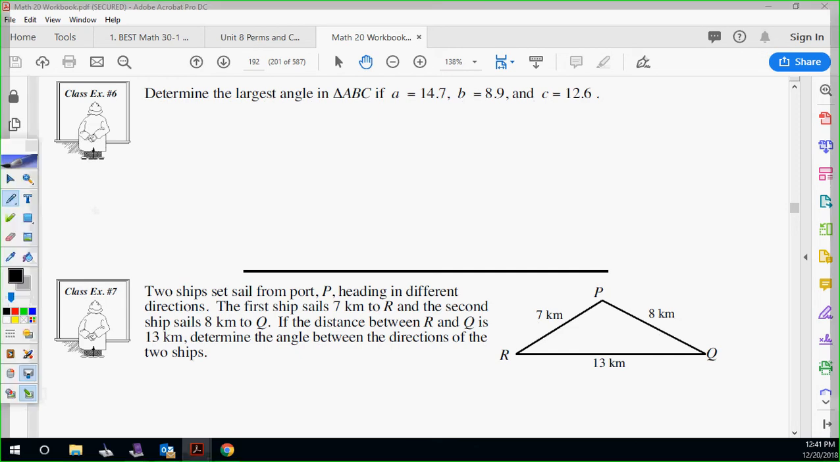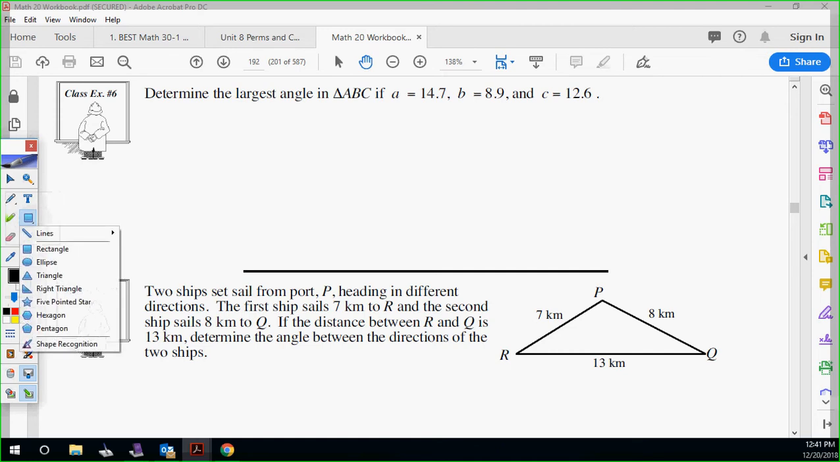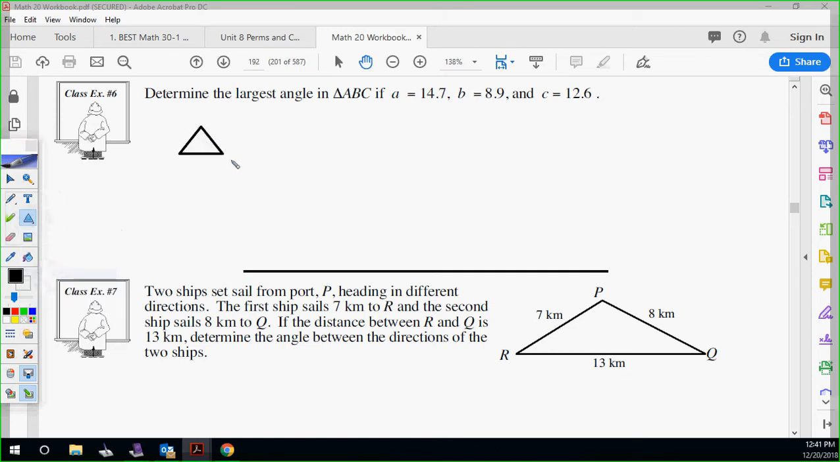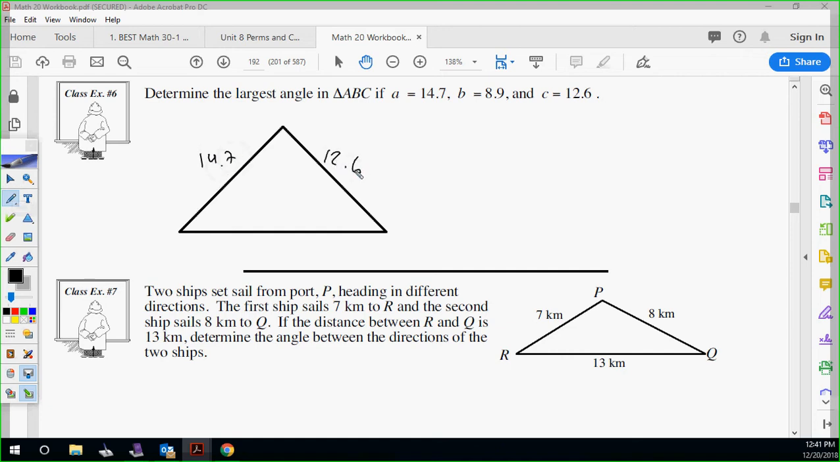All right. Determine the largest angle in triangle ABC. Now they're giving you 3 sides. Here's 2 things I want you to be able to do. Let's go ahead and just draw this triangle here. All right, so 14.7, 12.6, these aren't to scale, obviously. It's actually almost equilateral, so we're just using this for being close. Okay, 8.9. Now I'm going to label these for you.